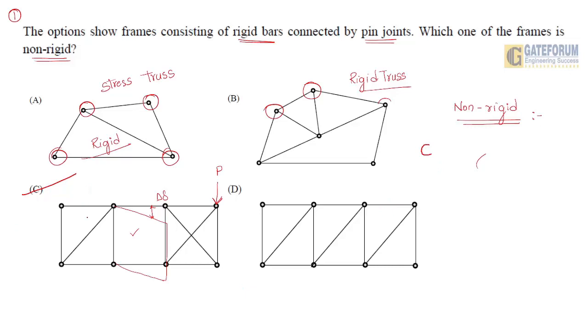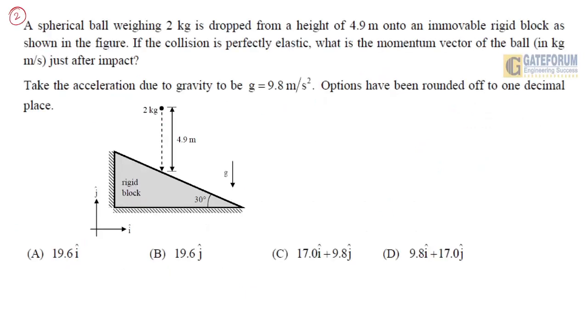Moving to the next question. A spherical ball weighing 2 kgs is dropped from a height of 4.9 meters onto an immovable rigid block as shown in the figure. If the collision is perfectly elastic, the question is from elastic collisions, what is the momentum vector of the ball in kg meter per second just after the impact? Take acceleration due to gravity to be 9.8 meter per second square. Options have been rounded off to one decimal place.